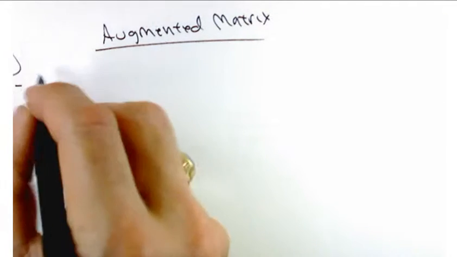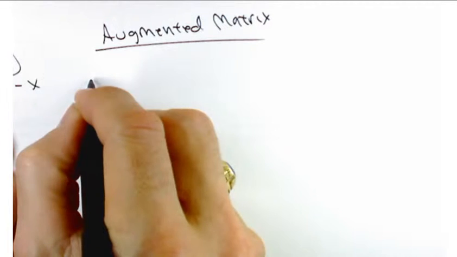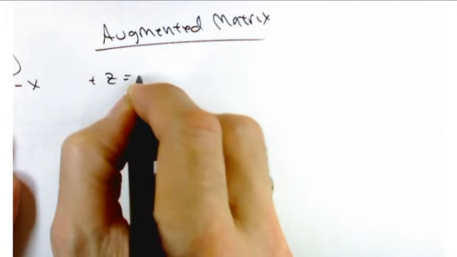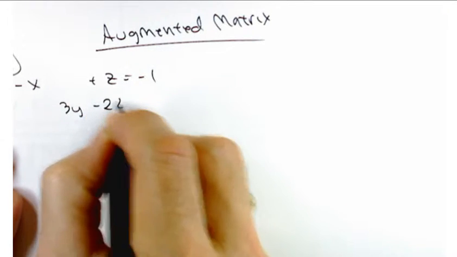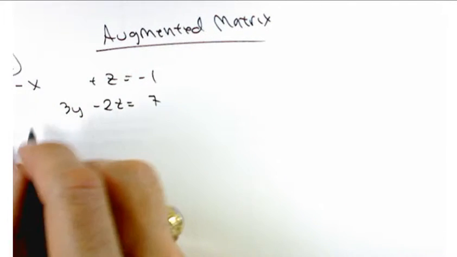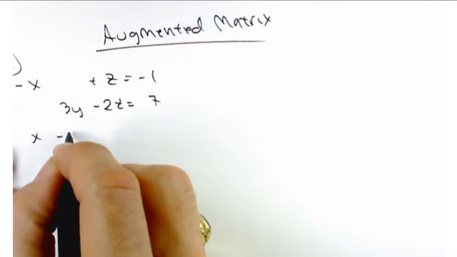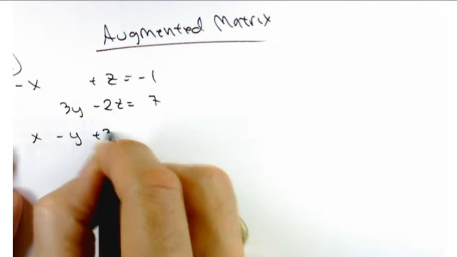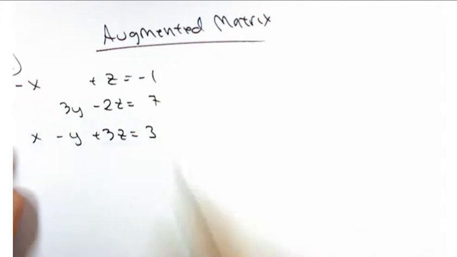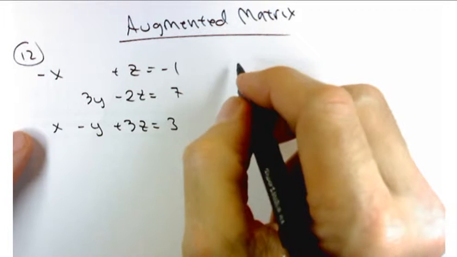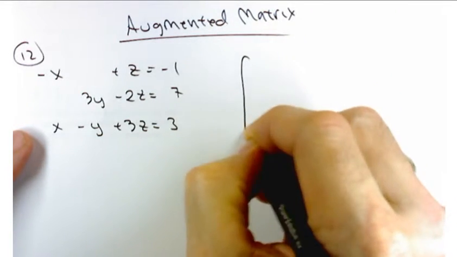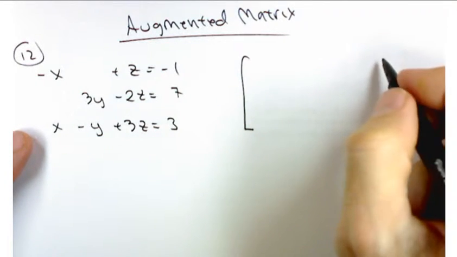So it's in the form of problem number 12: negative x plus z equals negative 1. 3y minus 2z equals 7. And x minus y plus 3z equals 3. So the matrix that's associated with this is the matrix of coefficients. So that matrix of coefficients is going to have a dimension of 3 by 4.